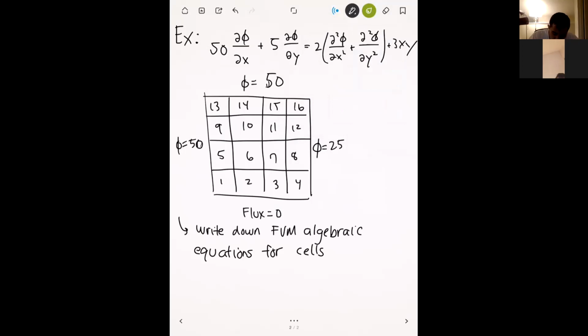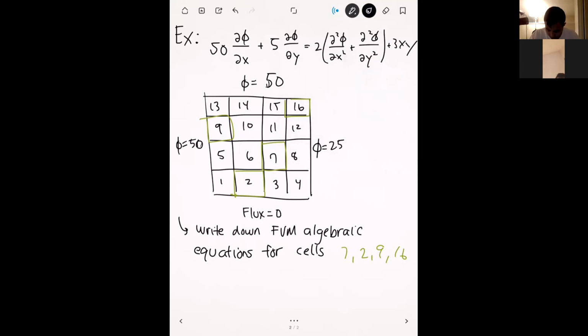Let's do four of them. Let's do an interior cell, so cell number 7. Let's do one on the south face, so cell number 2. Let's do one on the west face, so cell number 9. And let's do one in the corner, so cell number 16. So let's do 7, 2, 9, 16. We'll do it in that order because first I want to show you an interior cell, and then I'll show you how to modify the conditions for a boundary condition.